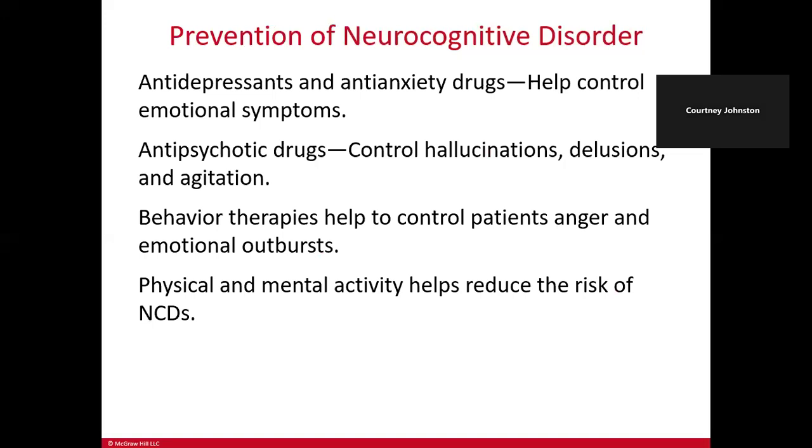And activity, this is another one. This is the big one in regard to the prevention of neurocognitive disorder. Physical and mental activity is going to reduce the risk of neurocognitive disorders. These up here, these are all treatment. This is prevention down here, as well as being aware of family history and possibly different things through a clinician that one can do in order to stave off neurocognitive disorders.